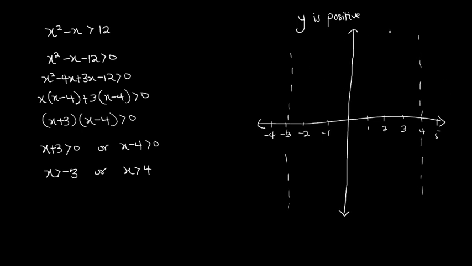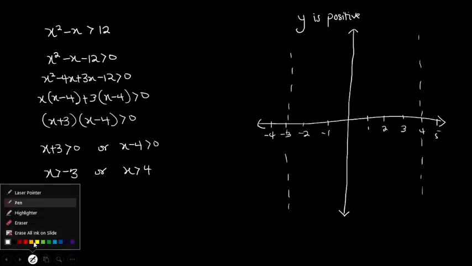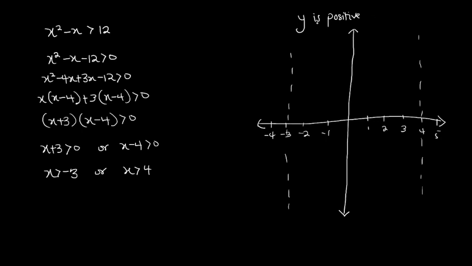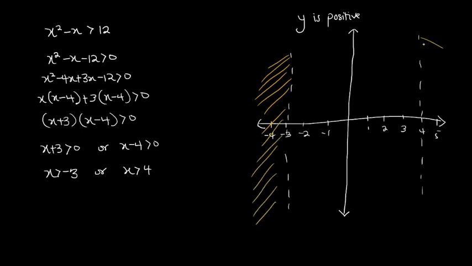Now, because y is positive, we are looking for values of x for which the graph will be above the x-axis over here, or the values of x for which y will be positive. Okay, so for those values, it means that we are looking at the extremes. Because this is positive, the values that lie below negative 3, and then the values that lie above 4 are going to be our solution set.